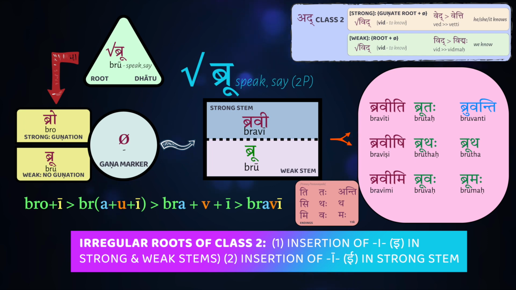So we get, after some internal sandhi, bravi. This is your strong stem. This is similar to the sandhi we saw when bhu became bhavati, if you remember.